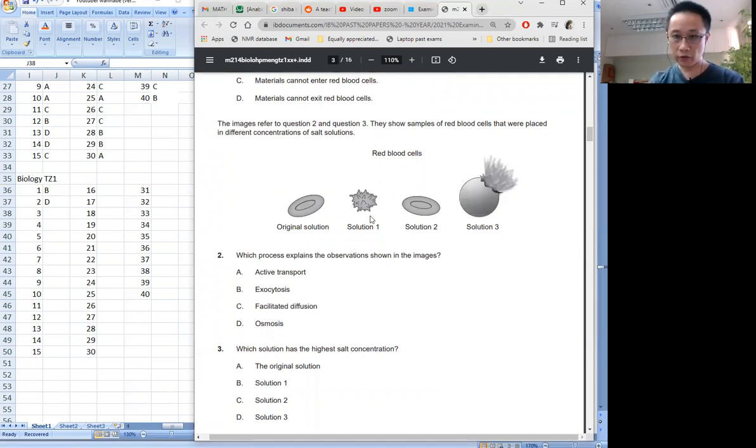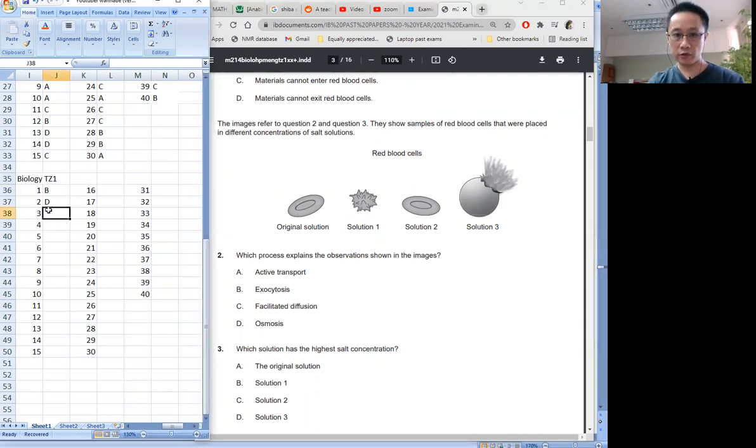And it turns out solution 1 should be the one that has the highest salt concentration, because you need excess solute in the surroundings that provides a low water potential environment, which encourages osmosis in that particular direction out of the cell.